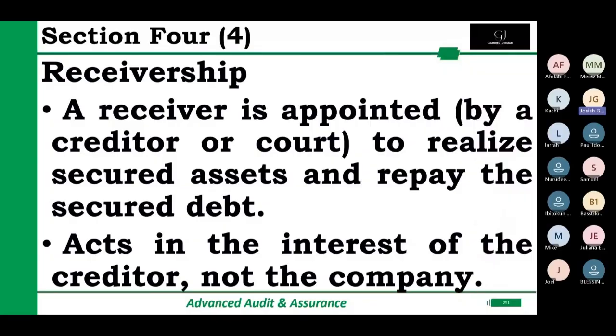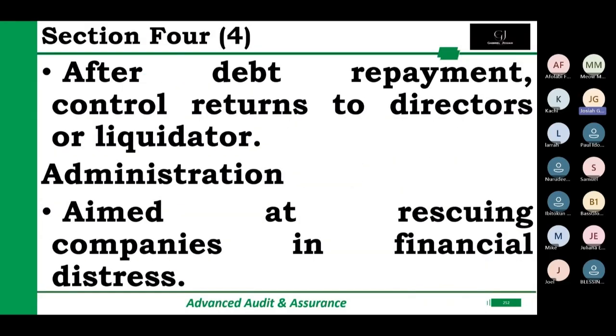We also have the idea of receivership, which is an appointment by a creditor or a court to realize the secured assets and repay the secured debts. So we have secured debts and we have unsecured debts. So where you have covenants with debtors to say, okay, if I cannot pay you, this part of my assets should be sold to retrieve your money. In such areas where companies actually cannot pay, a receiver is appointed to carry out that covenant and that contract. And the receivership acts in the interest of the creditor, not in the company's interest. He's securing the creditor's money back. So after debt repayments, control returns to directors or liquidator because he has a claim on the assets. And the receiver is also administering the debt obligation and is aimed at maybe rescuing companies in financial distress.